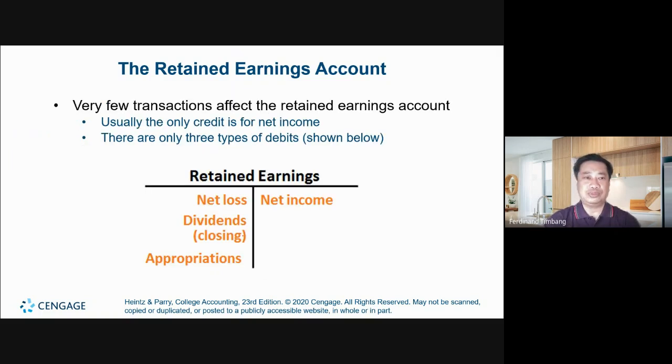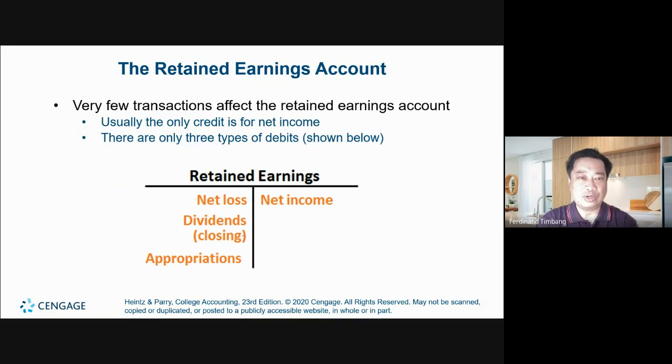Now, there are very few transactions that affect the retained earnings account. Usually, the only credit is for the net income. The net income is normally credited, of course, to the retained earnings. But if it is a net loss, the retained earnings is debited. And then, of course, the retained earnings is also debited for the dividend payments.